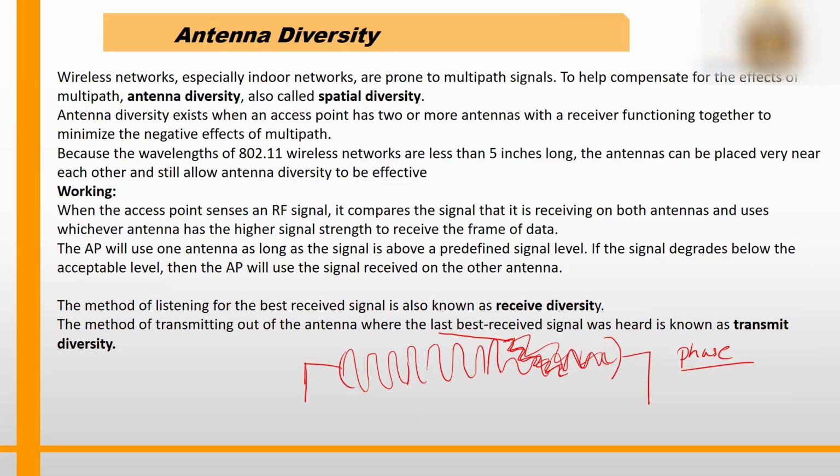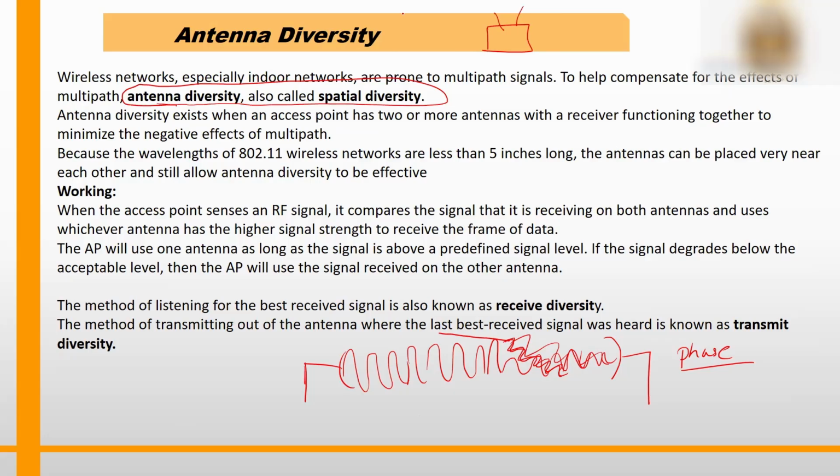Wireless networks, especially indoor networks, are prone to multipath signals. To help compensate for the effects of multipath, antenna diversity is used, also called spatial diversity. If you have seen an access point, we normally use two antennas. Now, what is the effect of multipathing?